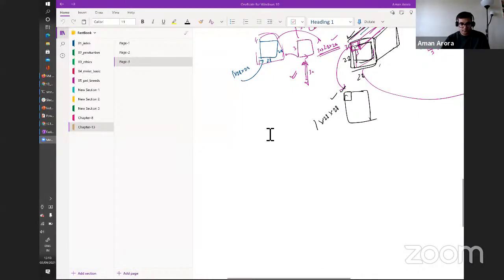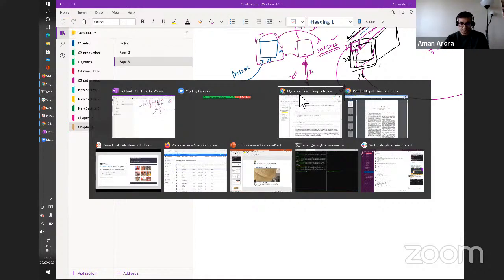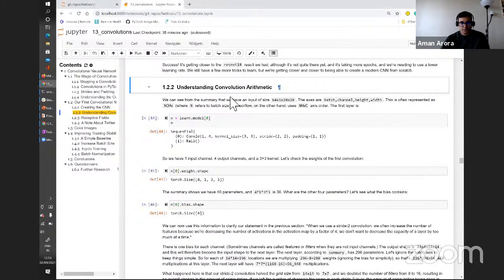Just give me one sec. Let me open OneNote. And I'm just going to go Fastbook, chapter 13. All right. That's where we are. Okay. So that's chapter 13. So let's start with 1.2.2, which is understanding convolutional arithmetic.